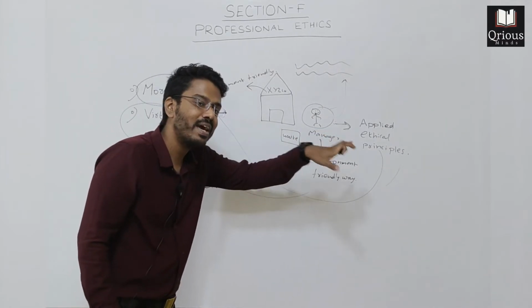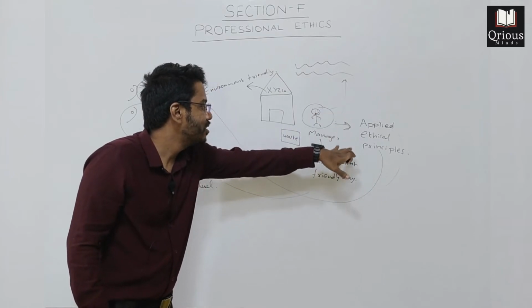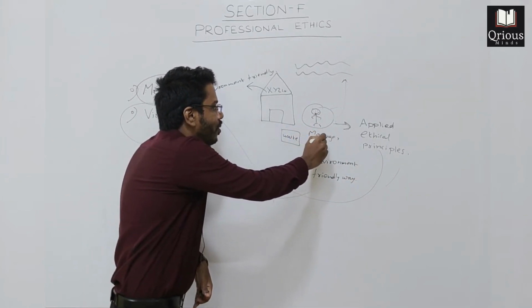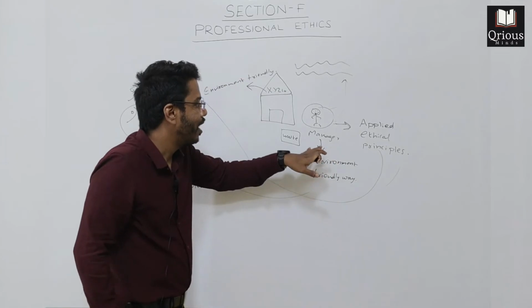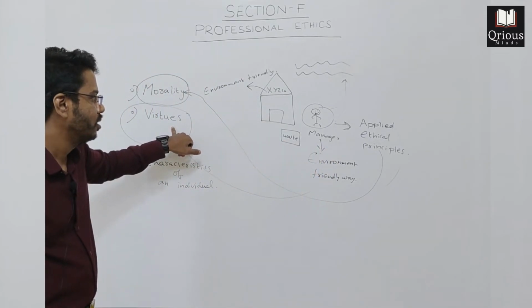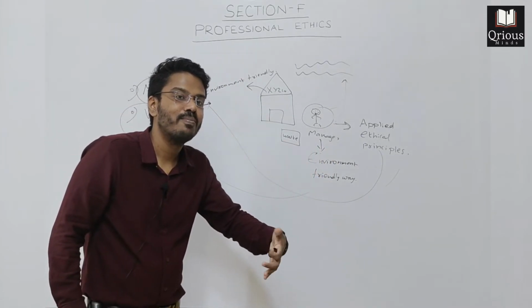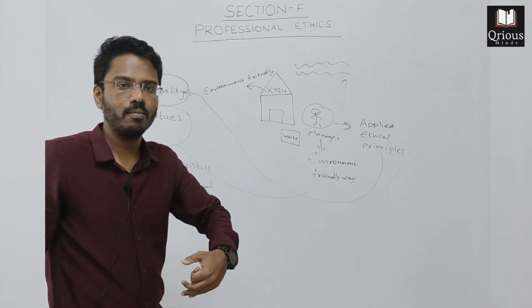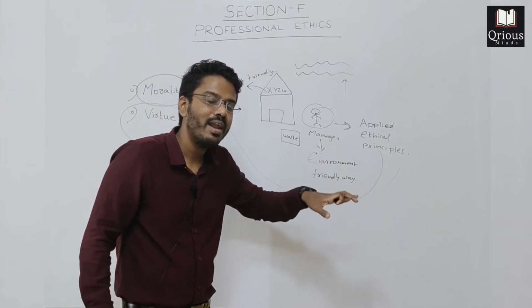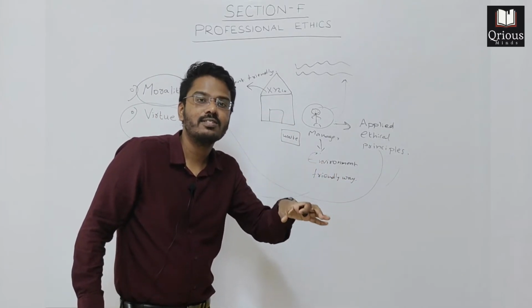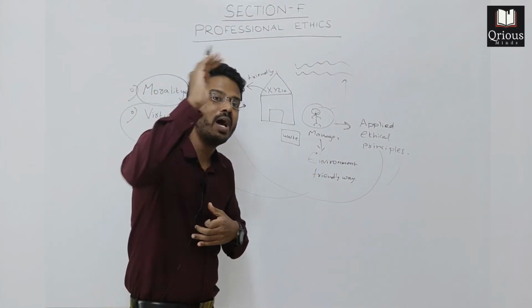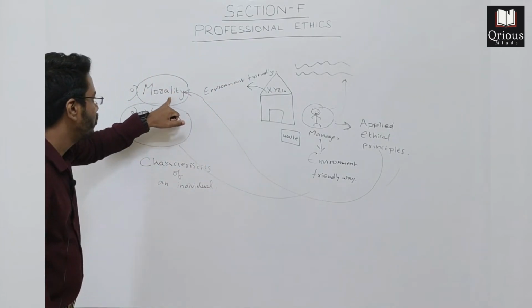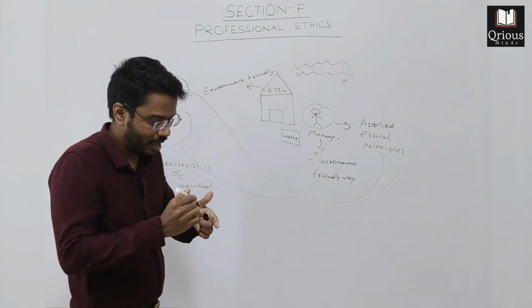He simply chose to apply the ethical principles, and that's the reason why this guy is a manager with morality and not virtues. In the earlier case, he was a manager with virtues. He had those characteristics within him. Okay, and in morality, those characteristics are not within him. He just chose to apply it. So that's the difference between morality and virtues.